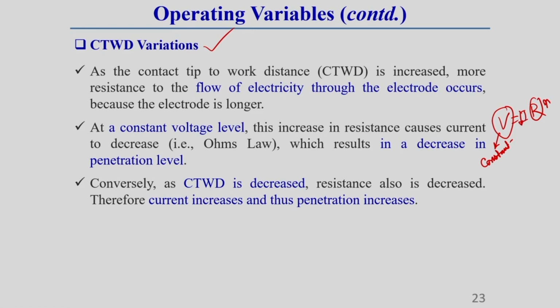So what I told you is, the higher the CTWD, the more the R, so the less the current. If the current is less, the current density will be less, so the penetration will be lesser, because the higher the current, the higher the penetration. That is why CTWD has a significant effect on penetration. The higher the CTWD, the lesser the penetration; the lesser the CTWD, the higher the penetration. Just keep this in mind.